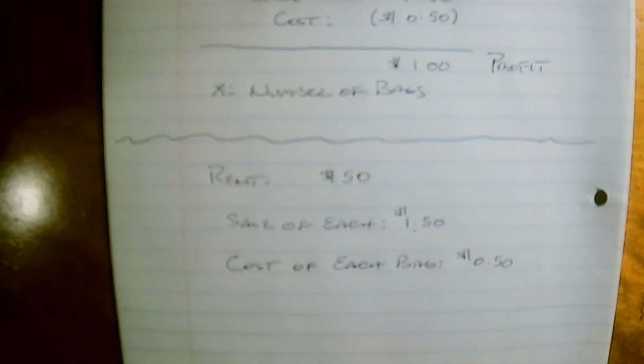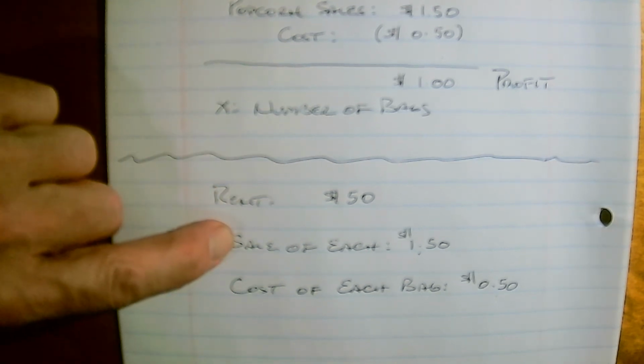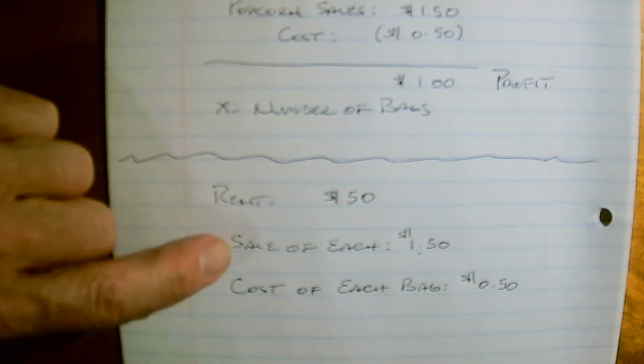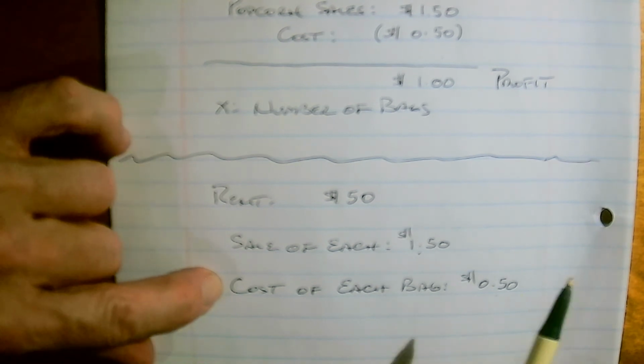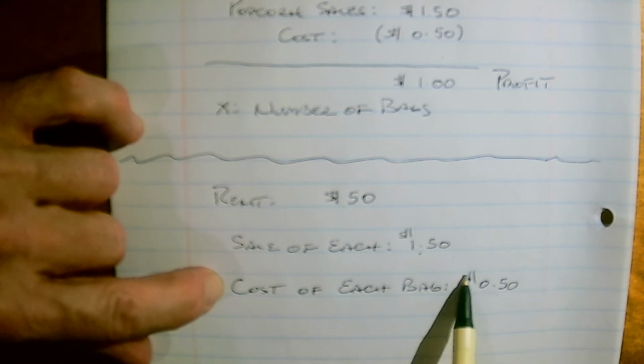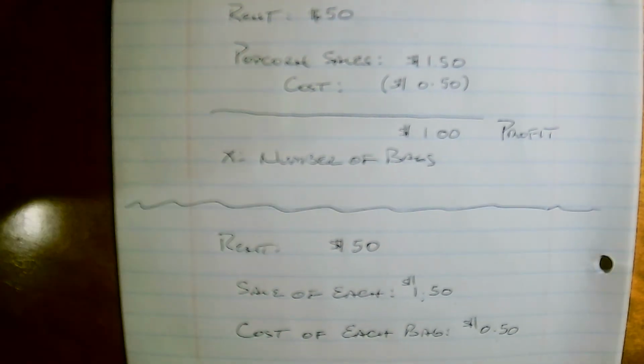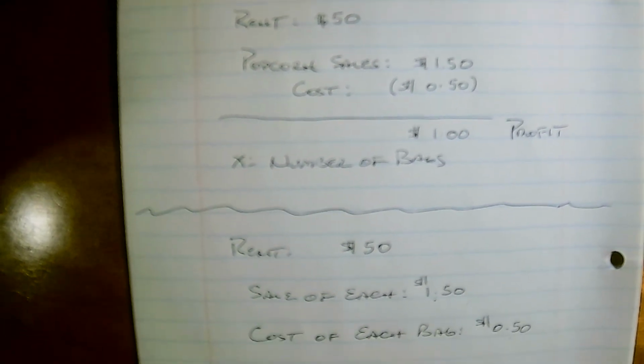Let me go over that again. The rent is $50. The sale of each is $1.50. The cost of each is 50 cents. So the number of bags sold times $1.50, minus that number of bags times the 50 cents that they cost, has to be greater than $50. So either approach is going to take you in the right direction.